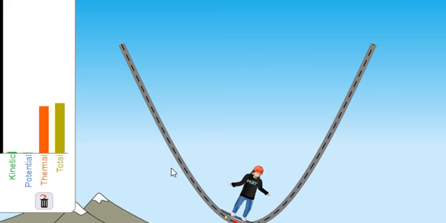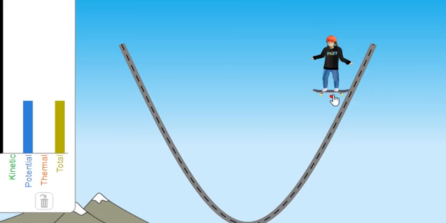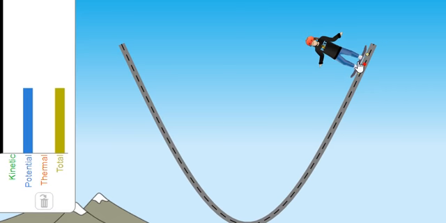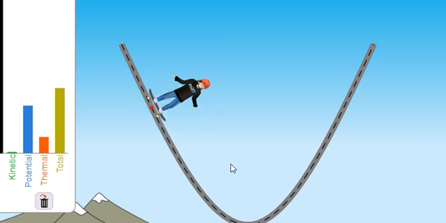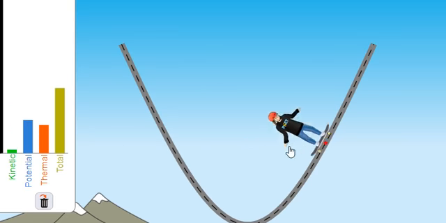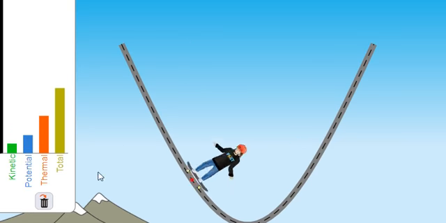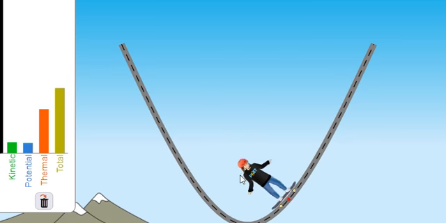So slowly as he comes to rest, the total thermal energy is equal to the total energy. If I bring this guy up here, we see the total energy is equal to the potential energy from the bar graph. And then if I bring this guy down and let him go, the potential energy changes because some of that energy is converted into kinetic energy.